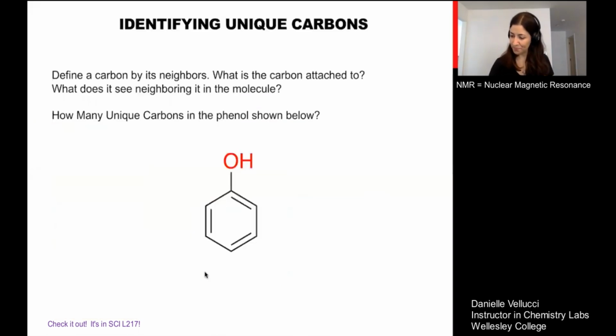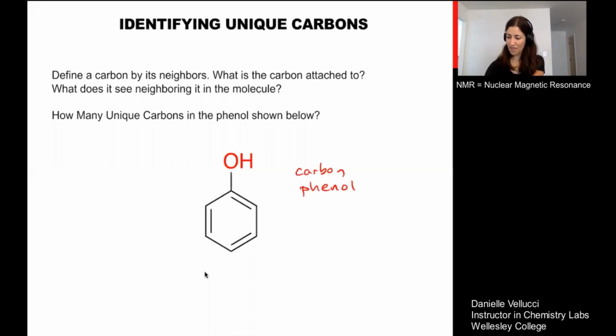Okay, so let's come back to this idea about thinking of the unique number of carbons that a molecule has. We tend to define a carbon by who its neighbors are. What is it attached to? And how does it differ from the other carbons around it when we look at that? So let's carry out a carbon analysis on this molecule here, phenol.